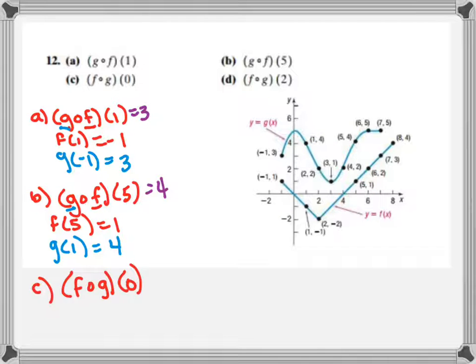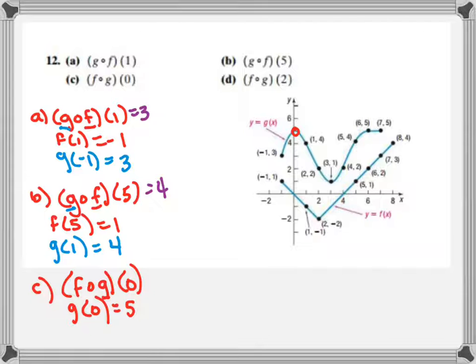Let's find f of g of 0. Our rightmost function is g, so let's find g of 0. On the g function, let's find the point where x is 0. That's where it's going to cross the y-axis, which looks like it is at y equals 5.